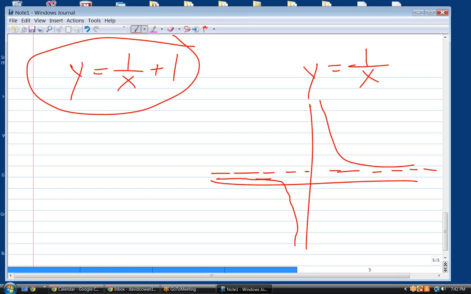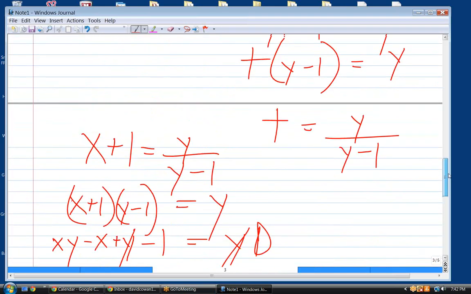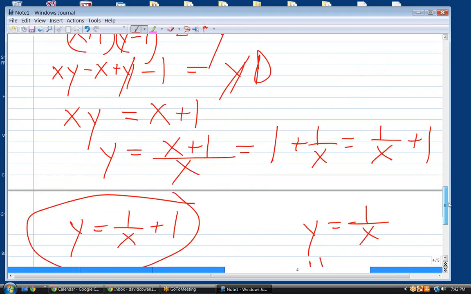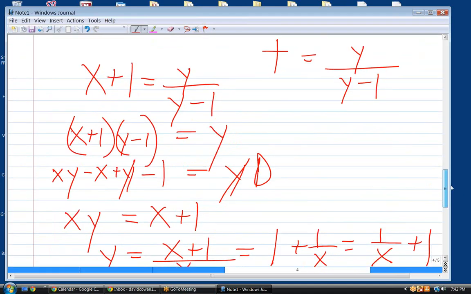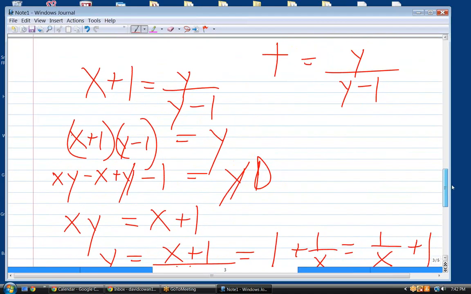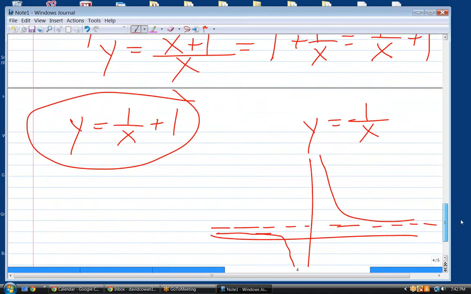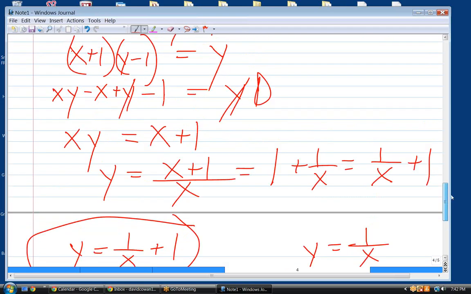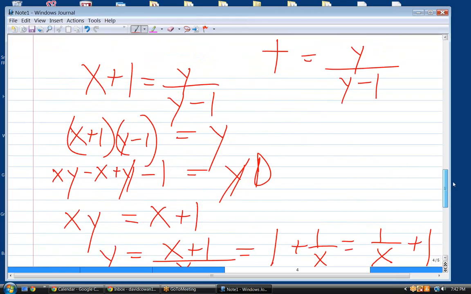Now, let's look at the original. Was it that t goes from -2 to 2 for all of these problems, or did this one have a different set? No, it's the same. t goes from -2 to 2? Yeah. Okay. Notice that we're going to violate the domain when we get to 0. Okay, so let's look at the original equations.